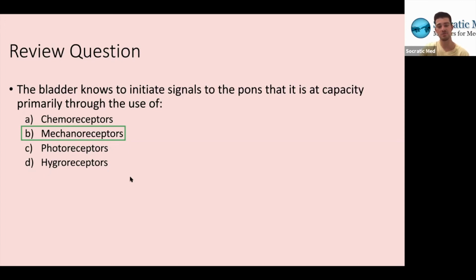D, hygroreceptors. Nobody picked that, which is great because humans don't even have them. I just recently learned about them. They're found in certain insects, and they detect changes in atmospheric moisture. So B is the correct answer. It's mechanoreceptors, just because those stretch receptors that we talked about on the previous slide, they're classified as mechanoreceptors because it's mechanical input that they're taking. When it stretches too much, they communicate with the pons, and then micturition, which is the other word for urination, will either occur or not occur depending on the context.